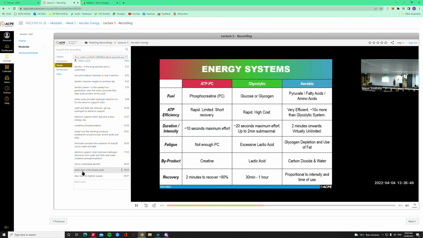This is a summary slide. There's actually no new information on here at all. I just thought I'd put them all together. So at the end of last week's lecture, I had the ATP-PC and the glycolytic systems. I had them on slides next to an image each. I think for the ATP-PC, I had the high jumper, and then for the glycolytic, I think I had the watt bike on there. So there's a picture next to both of them.